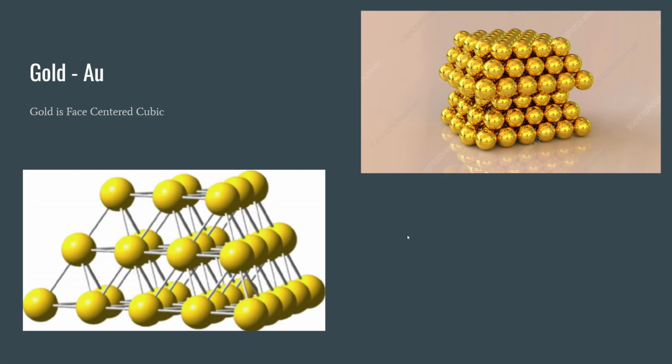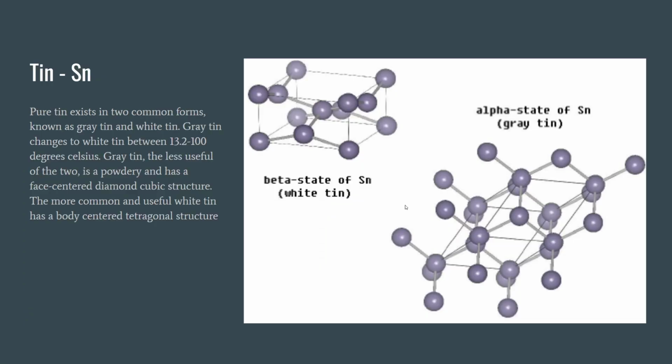So first, we will discuss the crystal structures. Gold is a pretty simple face-centered cubic crystal structure as seen in the diagrams here. But tin is a bit more complicated. Tin comes in two common forms. They are known as gray and white tin, or alpha and beta tin, and they have two different crystalline structures.